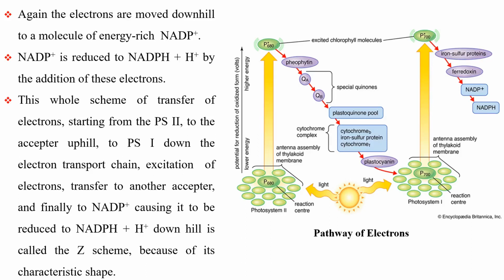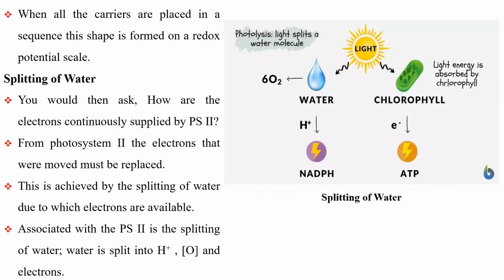This whole scheme of transfer of electrons, starting from PS2 to the acceptor, uphill to PS1, down the electron transport chain, excitation of electrons, transfer to another acceptor and finally to NADP+, causing it to be reduced to NADPH plus H+, downhill, is called the Z scheme because of its characteristic shape. When all the carriers are placed in a sequence, this shape is formed on a redox potential scale.